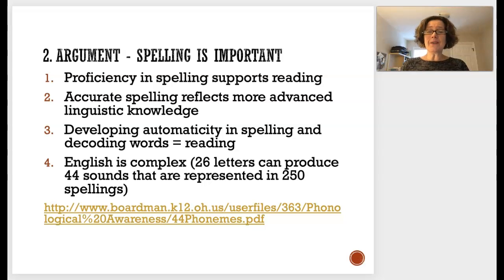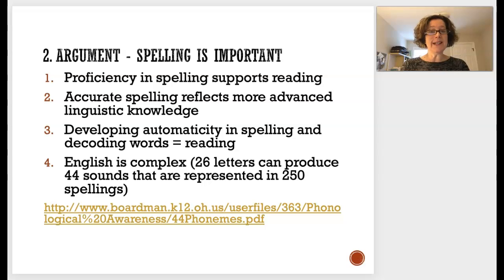Number 3 is developing automaticity in spelling and decoding words, which again will support reading. So if they can come to a word and decode it and they know the spelling of that particular word, it supports reading, and we know reading then supports everything in school and life and all that kind of good stuff. Okay, so number 4, English is complex. We've looked at phonemes before, but I'm going to bring it back now with a little bit of a light on looking at it from spelling eyes.